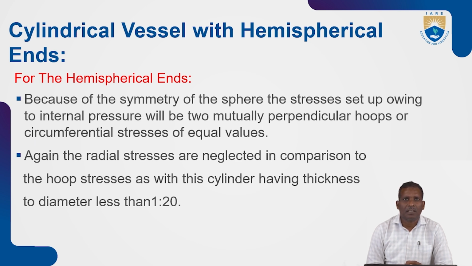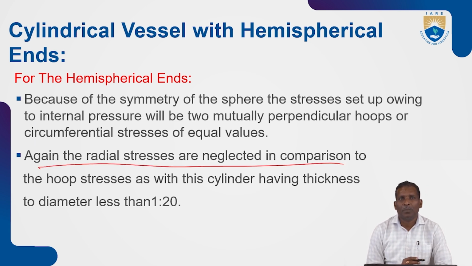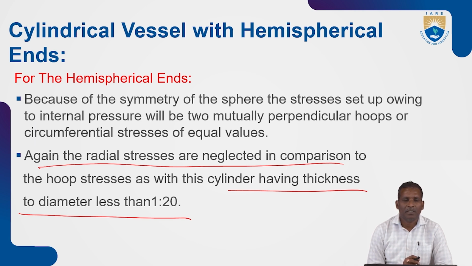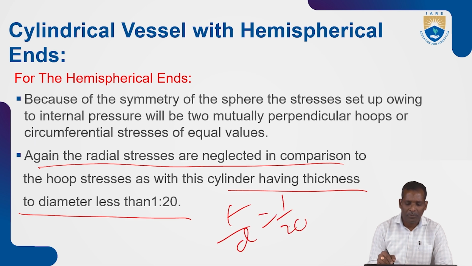Again, the radial stresses are neglected in comparison to the hoop stresses, as with the cylinder having thickness to diameter ratio less than 1 to 20. The radial stress is neglected here when compared to the hoop stress. Why? Because the thickness to diameter ratio, T by D, is 1 by 20.